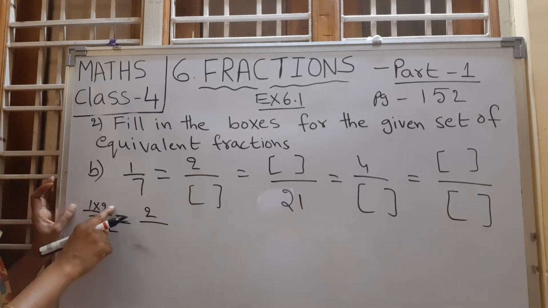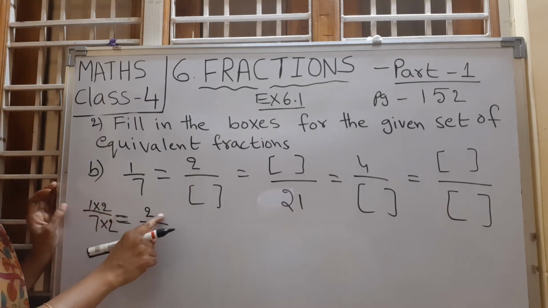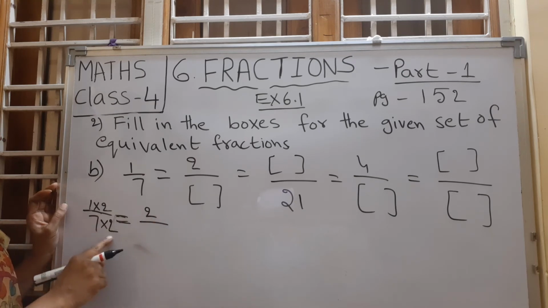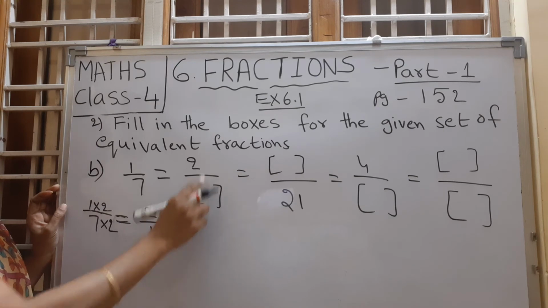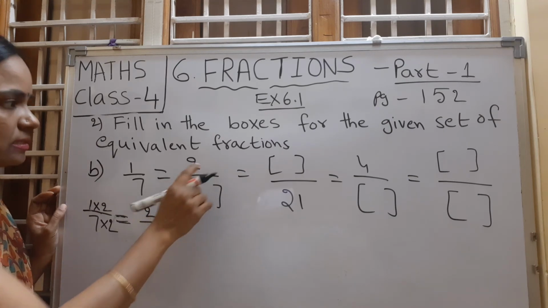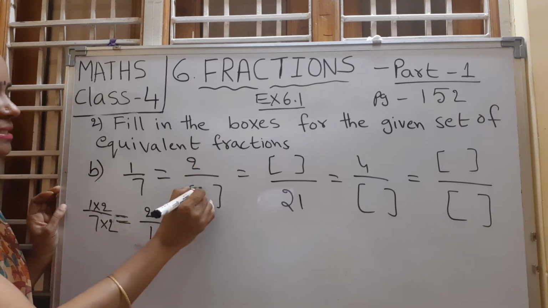So 1 should be multiplied by 2. So 1 into 2, 1 2s are 2. Next 7 into 2, how much? 7 2s are 14. So what is the missing number here? In the second fraction, numerator is 2, denominator is 14.